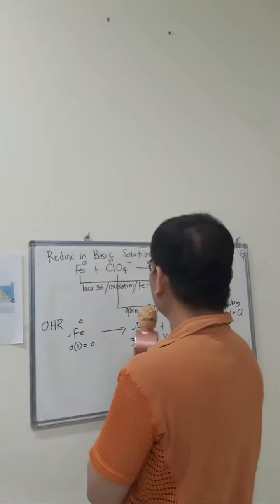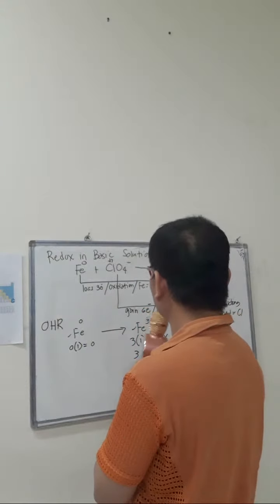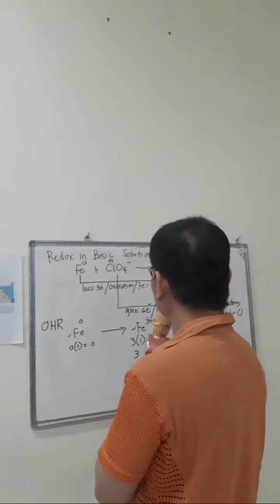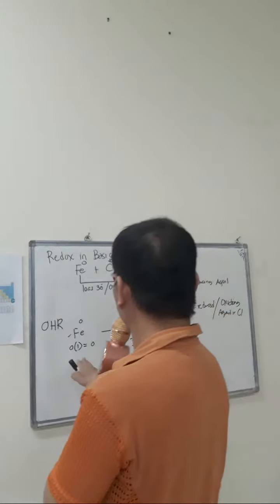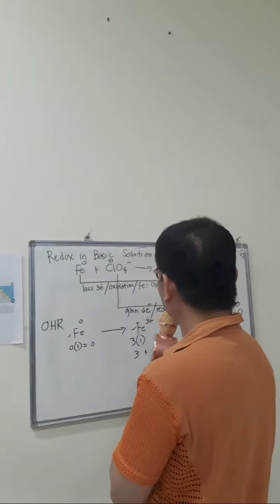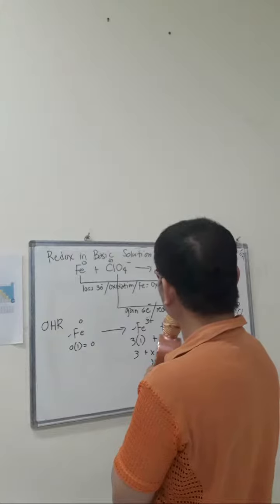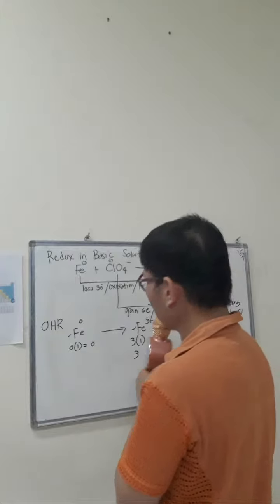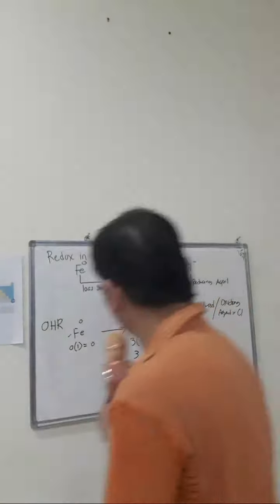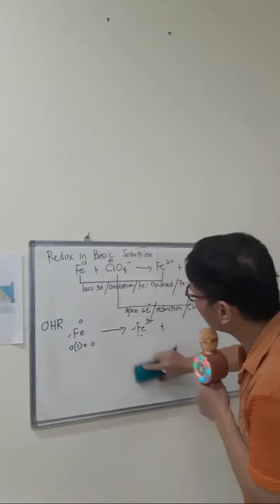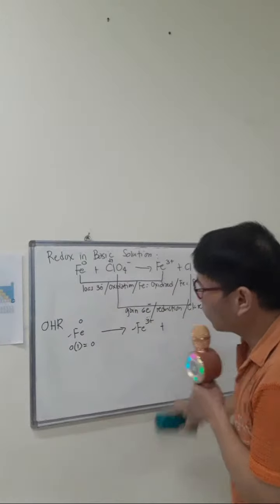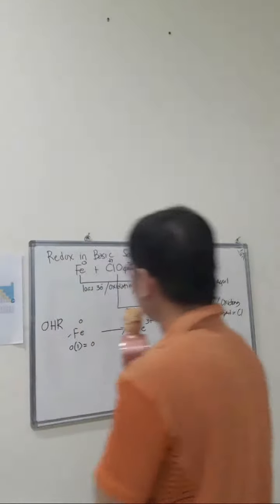Okay, so 3 times 1 is 3, plus x equal to 0 on the left. Then solve for x. X is equal to negative 3 electrons. Okay? Negative 3 electrons, then substitute that to x. Put 3 electrons here, like that.